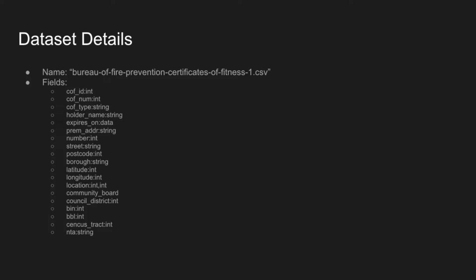For dataset details, we have the name right here, and then just all of the different fields. So there's a COF ID for the certificate ID, COF type for like the actual name of the certificate, the expiration date, the address, latitude and longitude. That was a pretty important one for our implementation for our front end, and a bunch of other fields right here.